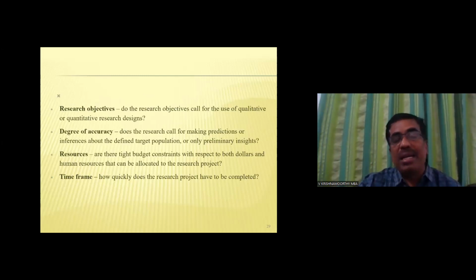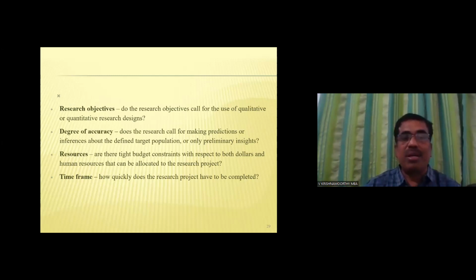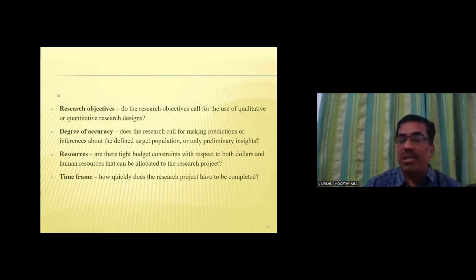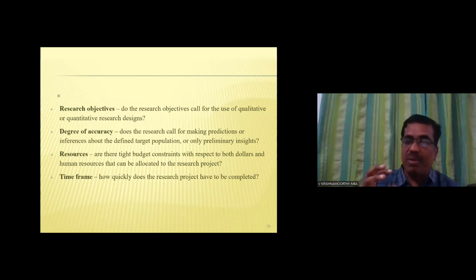How can I select the sampling method? I cannot select a sampling method just like that. I can select a sampling method based on some parameters. First one is the research objective, whether the research objective calls for the use of qualitative or quantitative research. The research objective plays a very important role.